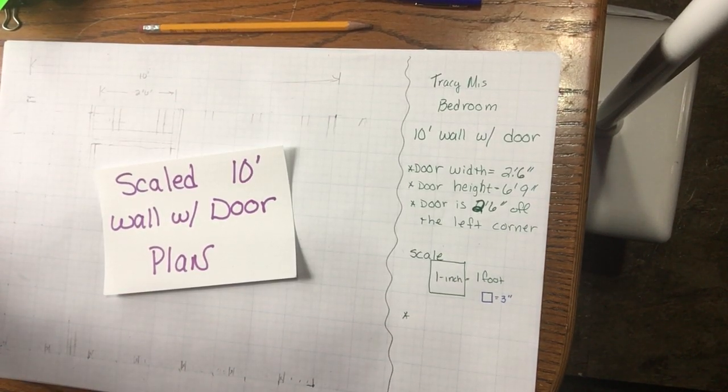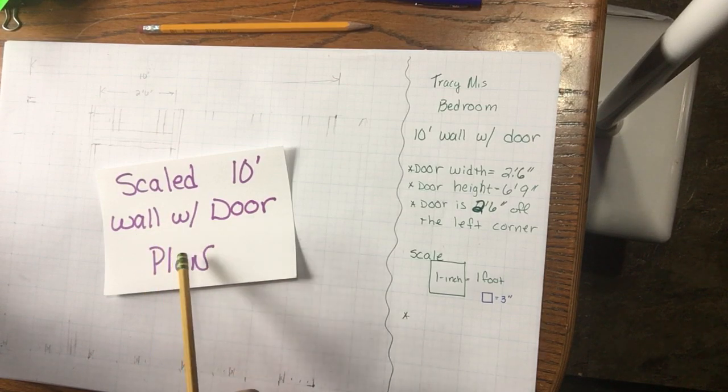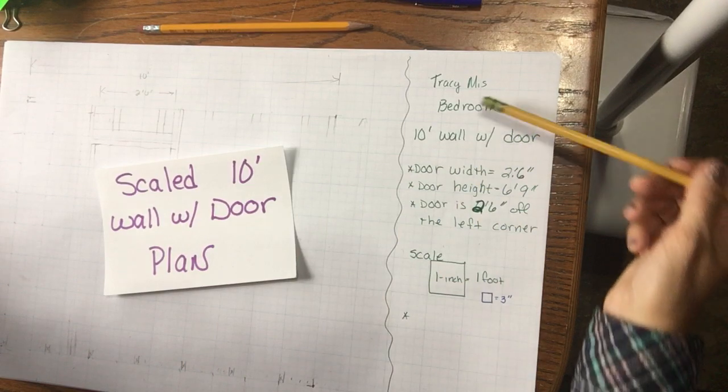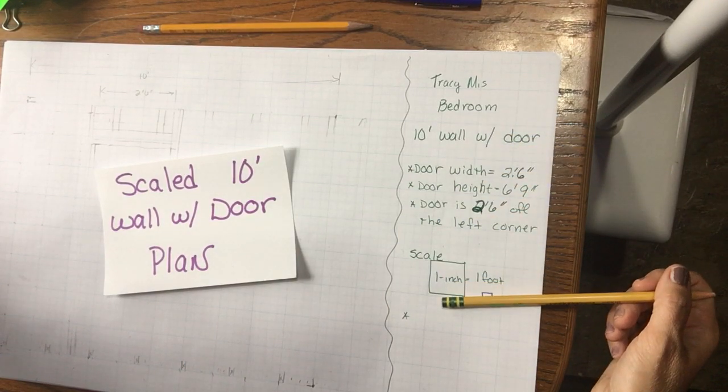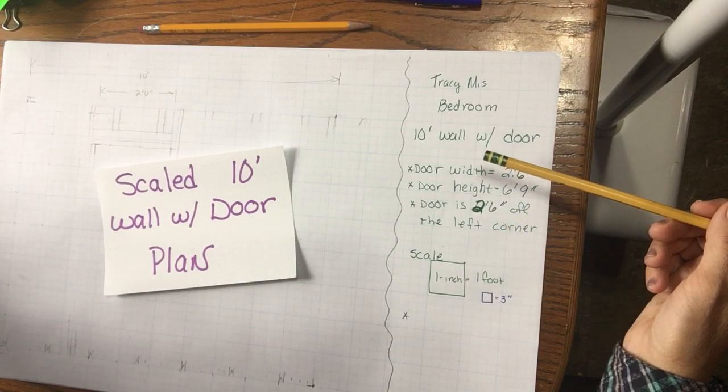Hey everybody, so it's time to move on to our third wall of the residential room that we are designing. This one is the scaled 10-foot wall with the door. So we're going to do the floor plan, the wall plan for that. The information here on the side, I want you to go ahead and write that in. So pause this video and write that in. I'm going to run through it real quick though.